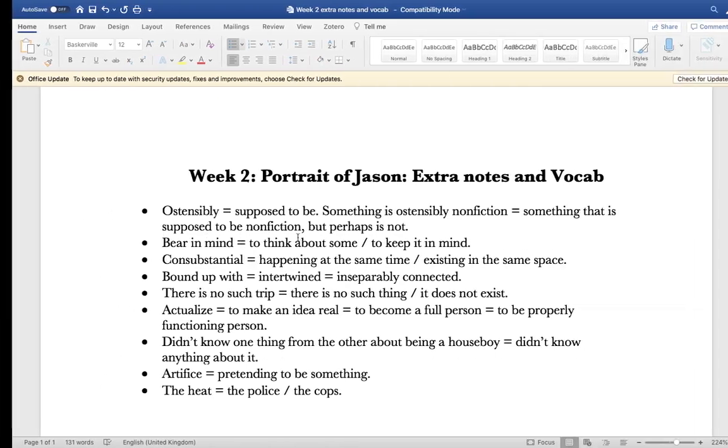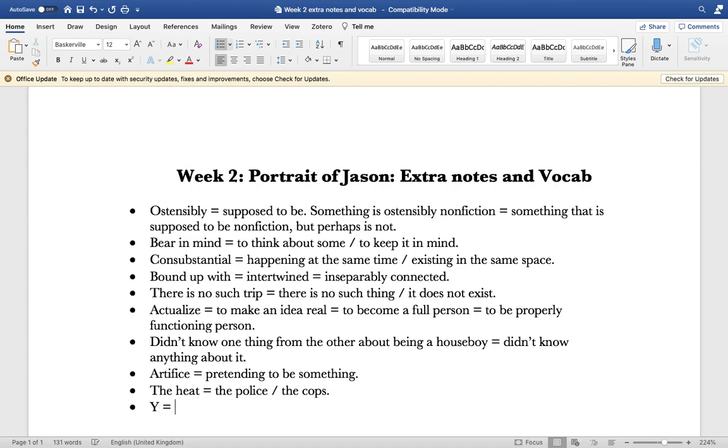So the Y is the YMCA, which is a hostel, basically a youth homeless shelter. It's where people with very little money would be able to stay.